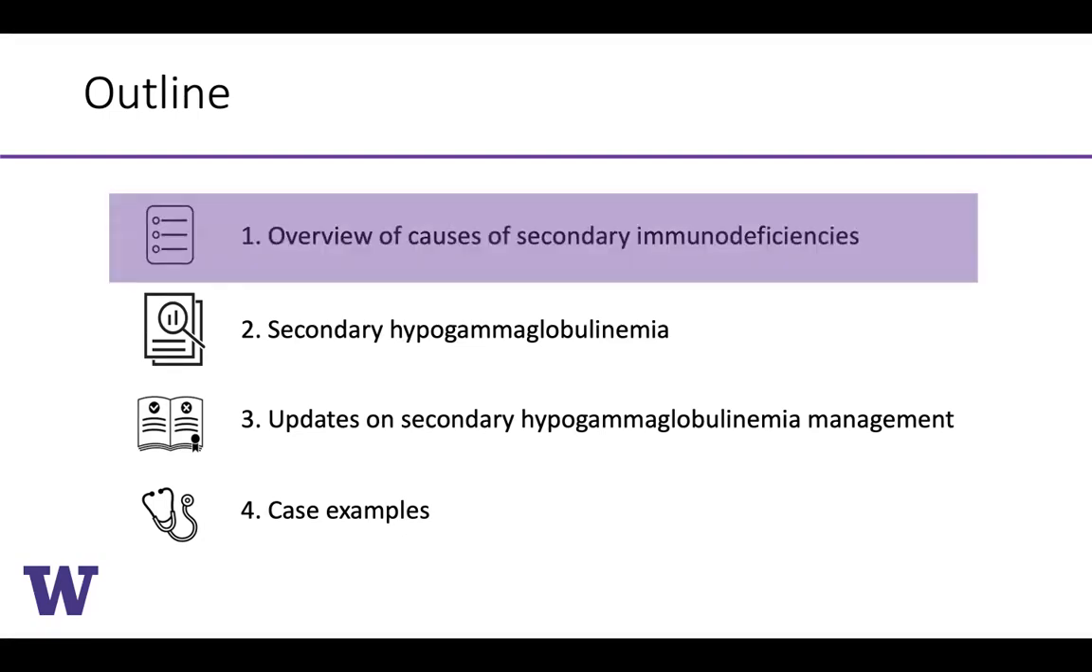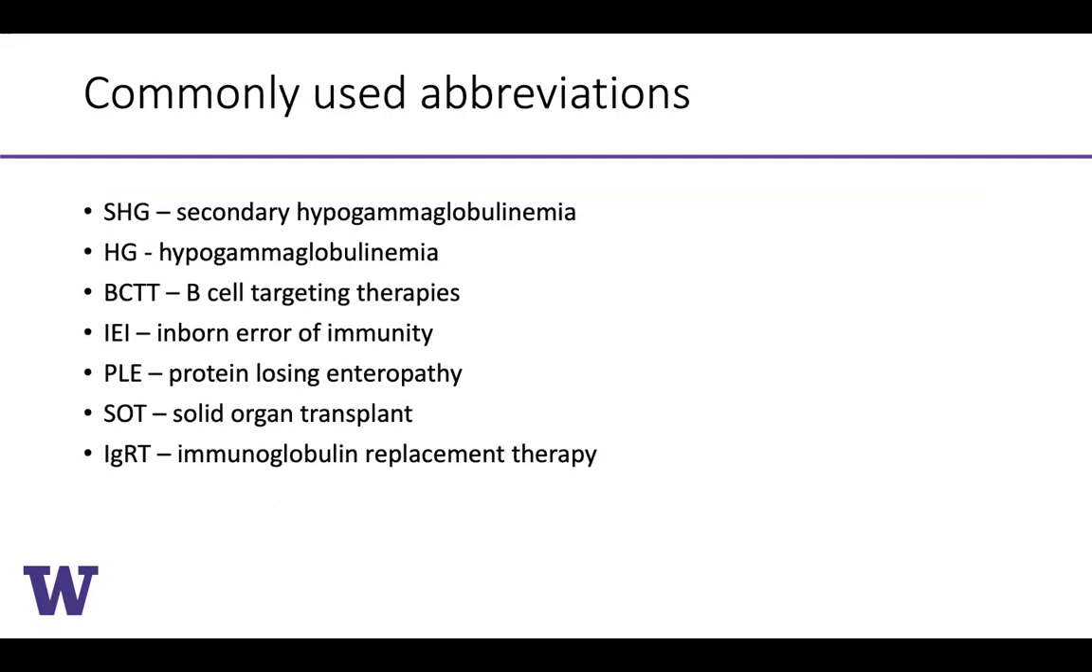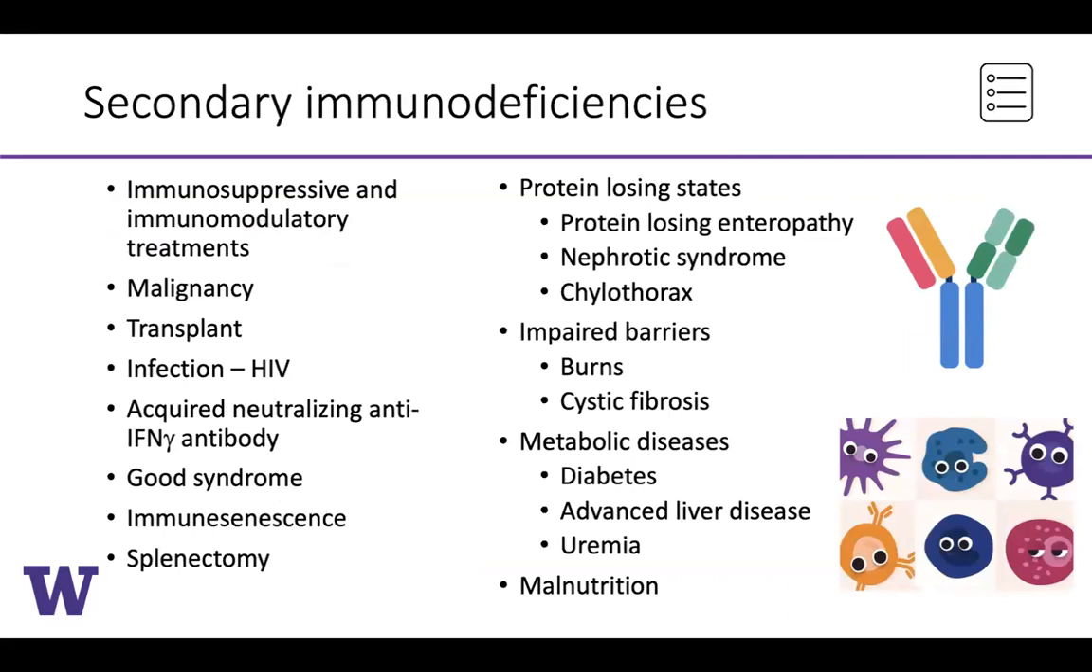So starting off with this, listed here is just a few abbreviations that I will use throughout the presentation. I think we're all quite familiar with this, and I also spell it out as we go along, but this is to refer to if needed. So very broadly, secondary immunodeficiencies can be caused by many different things. The little cartoons here on the side are to depict that many of them are secondary antibody deficiencies, but there are also some that result in cellular dysfunction or both.